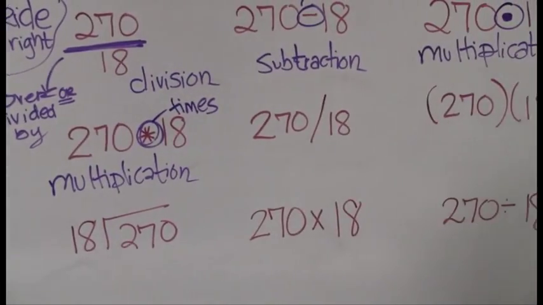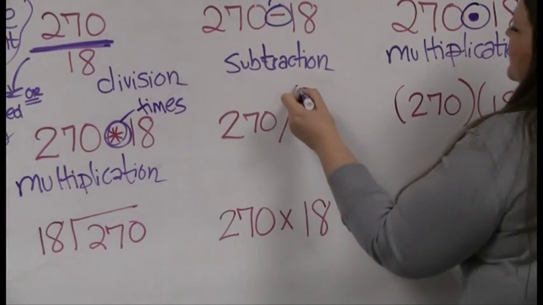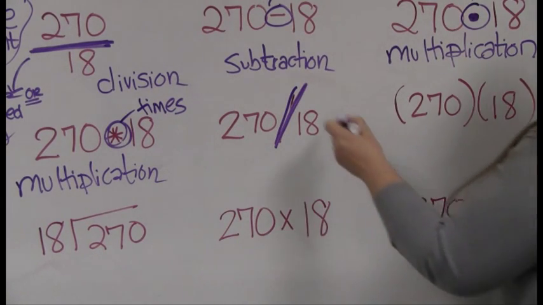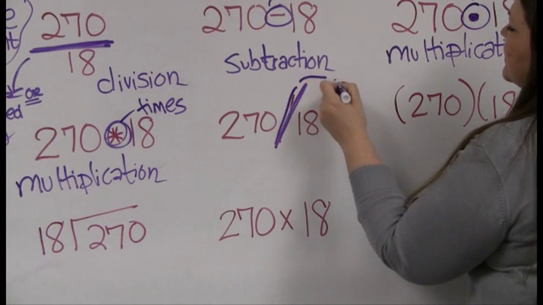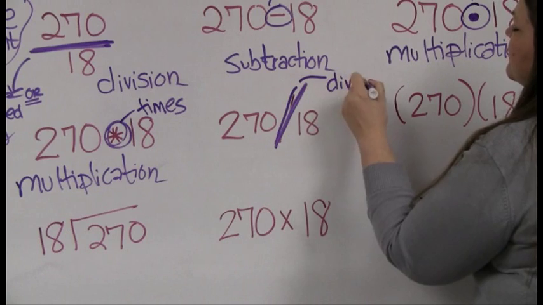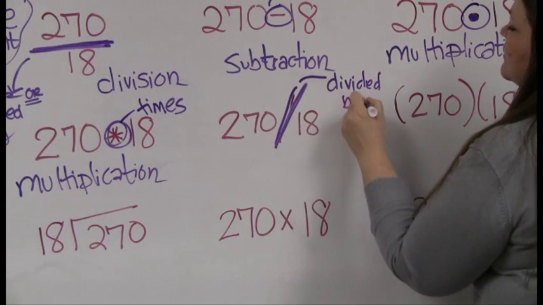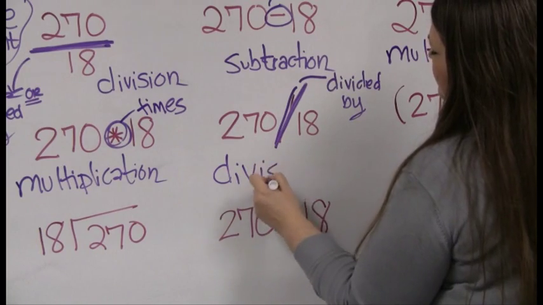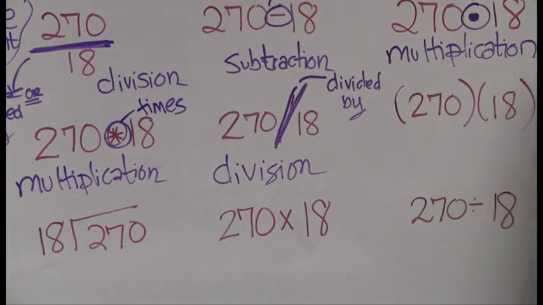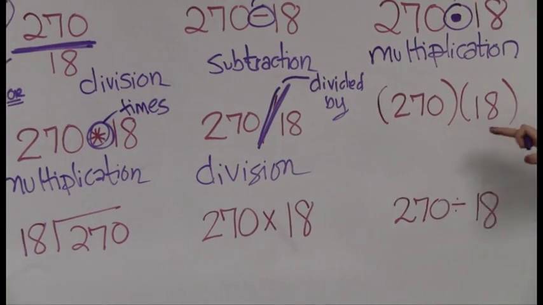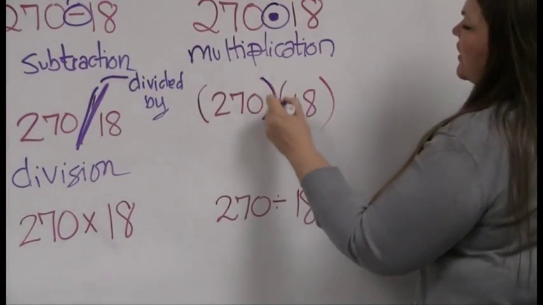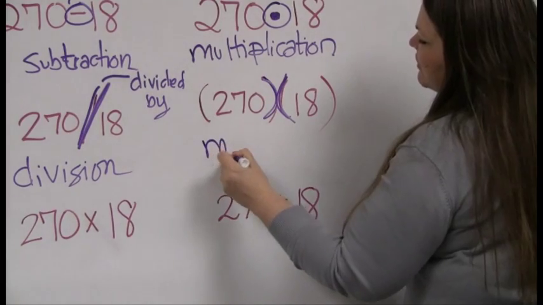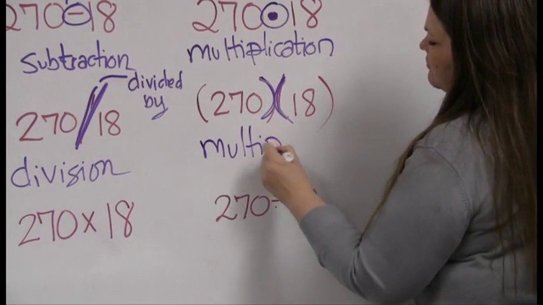Okay. Now don't be fooled, just because I took a fraction bar and put it on its side, it still says the same thing. This fraction bar can be read as divided by. So this is 270 divided by 18, so this is obviously division. And once again, we had said that if two numbers were shoved together and the only thing between them was parentheses, then we were talking about multiplication.